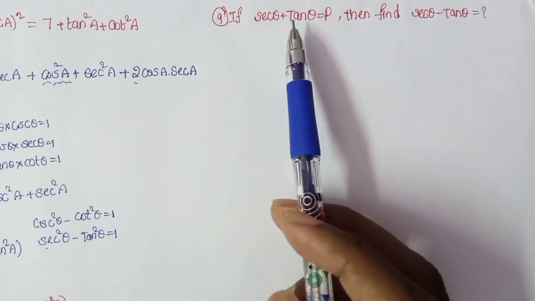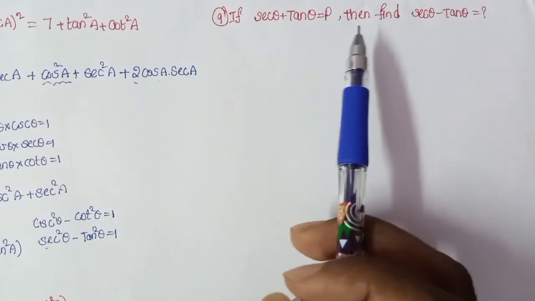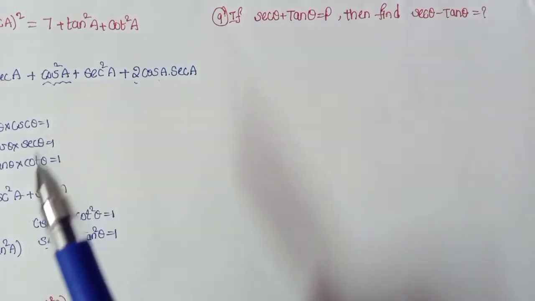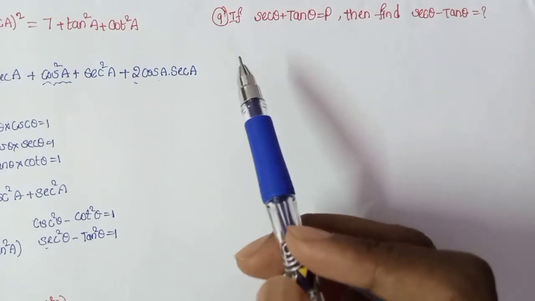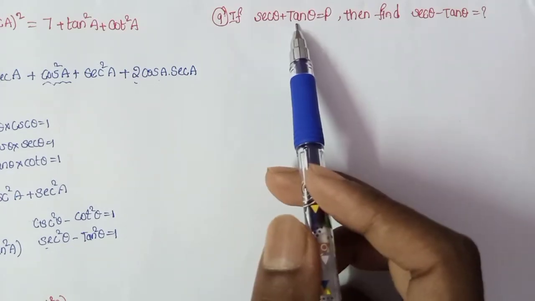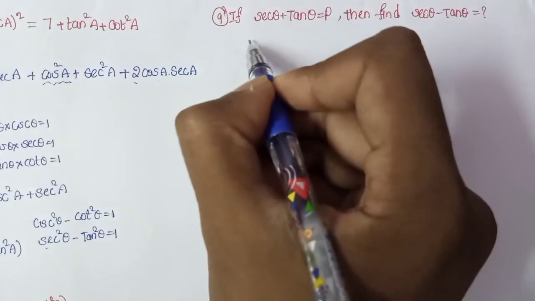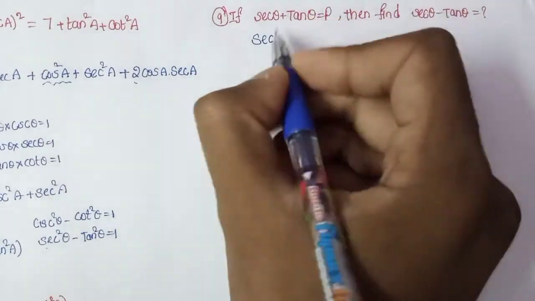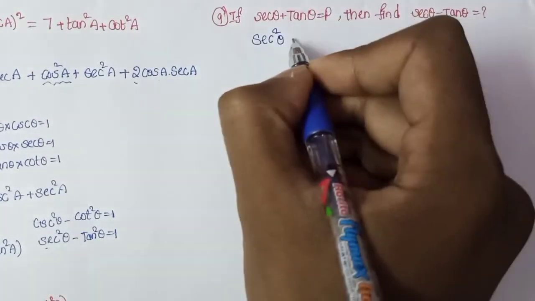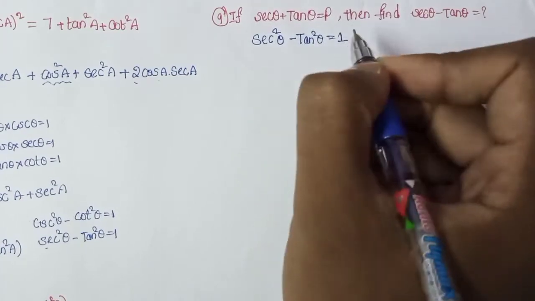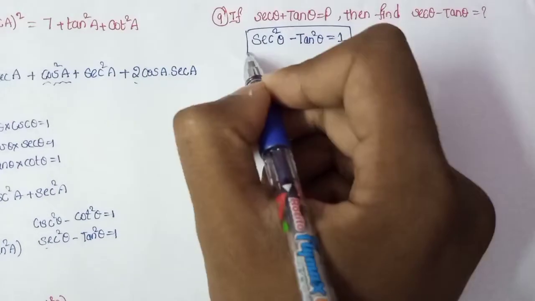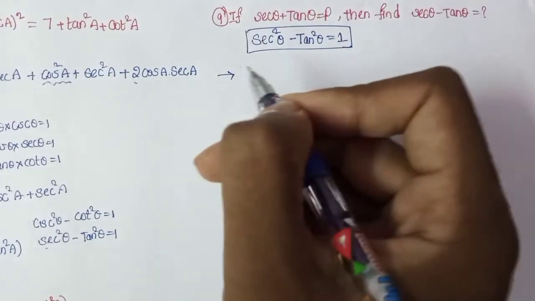If you break that and do it, you will get the answer, but it makes you trouble. So what we do is we use one identity. What is that identity? Sec square theta minus tan square theta is equal to 1. We use this identity.